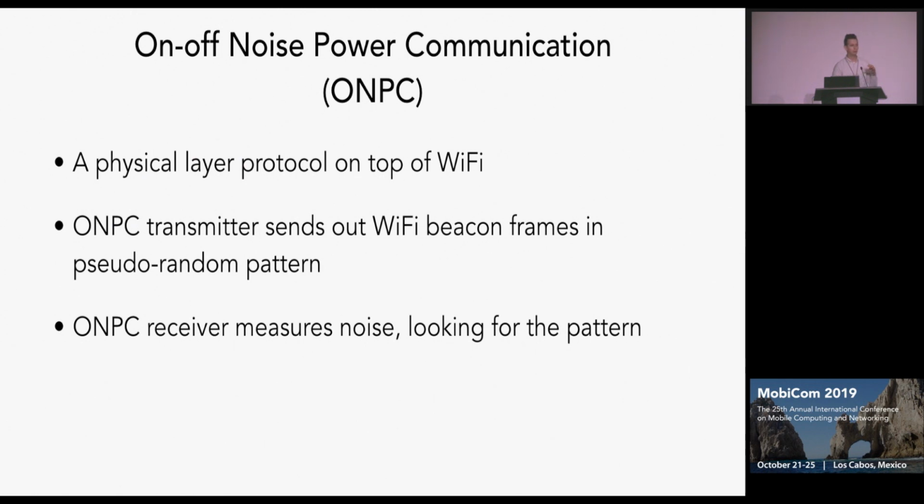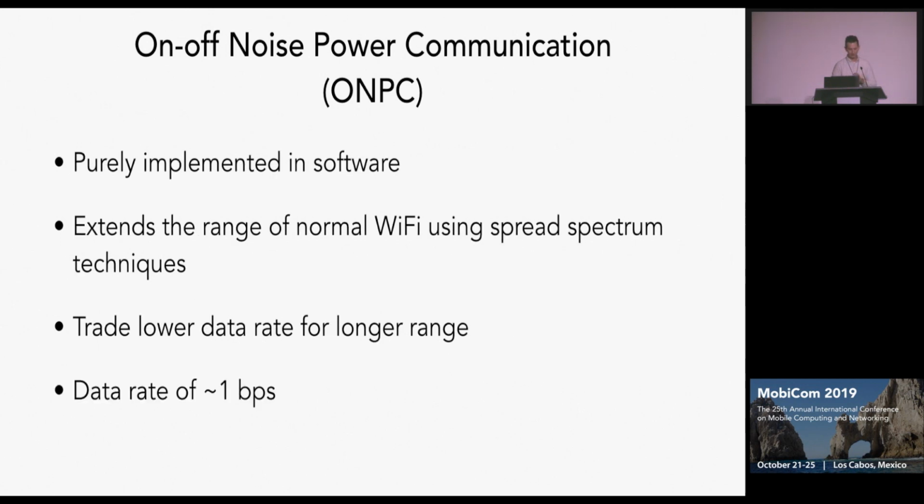It's a physical layer protocol on top of Wi-Fi. On the transmitter side, all it does is send out beacon frames in a pseudo-random pattern. So all the Wi-Fi hardware is still taking place. It's still modulating Wi-Fi however it needs to, depending on the protocol we're using and the data rate. We're just transmitting on and off, just sending out beacon frames in a pseudo-random pattern. And on the receiving end, it's looking for that pattern in the noise. The cool thing about this is it's implemented purely in software. We didn't have to make any changes to the hardware or to the firmware to make this possible.